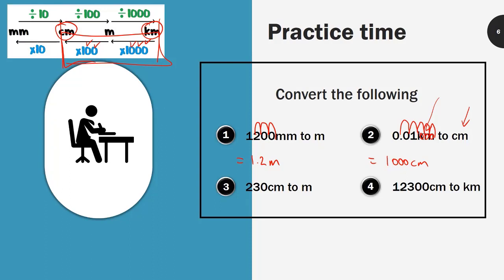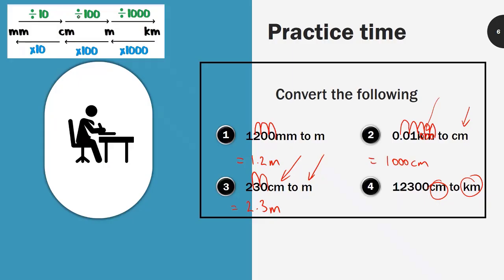All right, so next one here, 230 centimeters to meters. So here are my centimeters. I've got to go to meters, and that means that I need to divide by 100. So there's 2 zeros there. So I need to move left 2 places. 1, 2. So I end up at 2.3 meters. And the last one, I've got centimeters to kilometers.